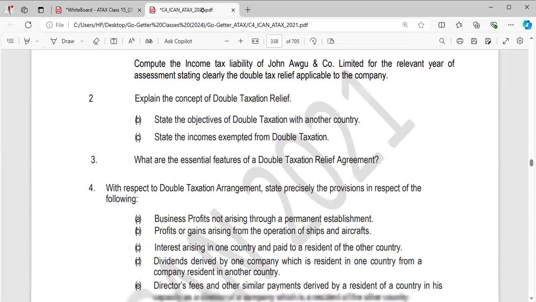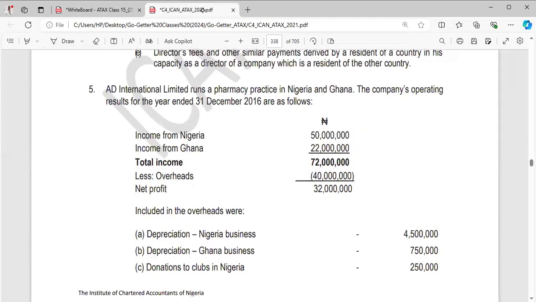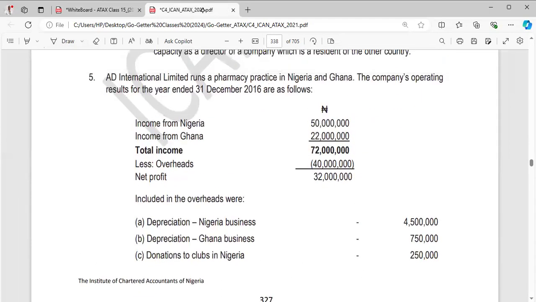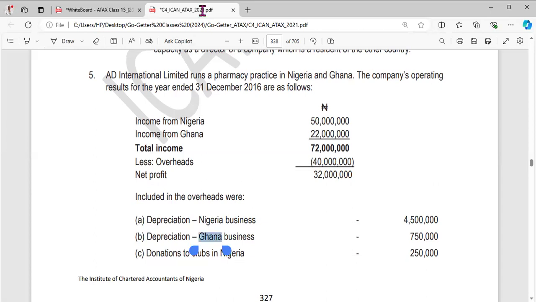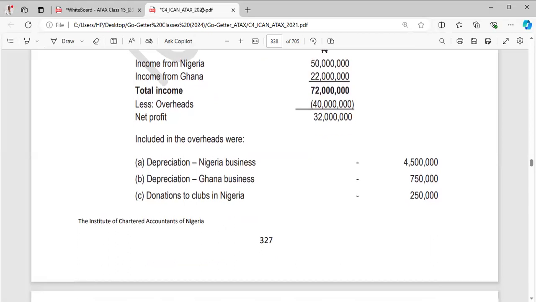So I would like you to also look at this. AD International Company runs a pharmacy practice in Nigeria and Ghana. The company's operating result for the year ended 31st December 2016 is as follows. This is from Ghana, this from Nigeria. Total, then we have our overheads and profits. Overheads, where this is for that of Ghana: depreciation, donations in Nigerian clubs.